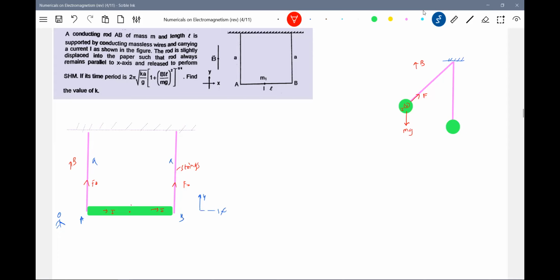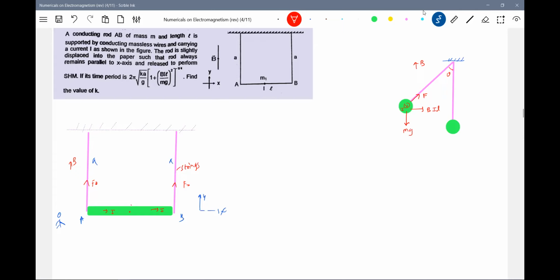So B bar and the current. The BIL force will act in this direction. The length of the rod is L. It is given a slight displacement and released. We have to find out the time period of oscillation. So what shall I do here now?